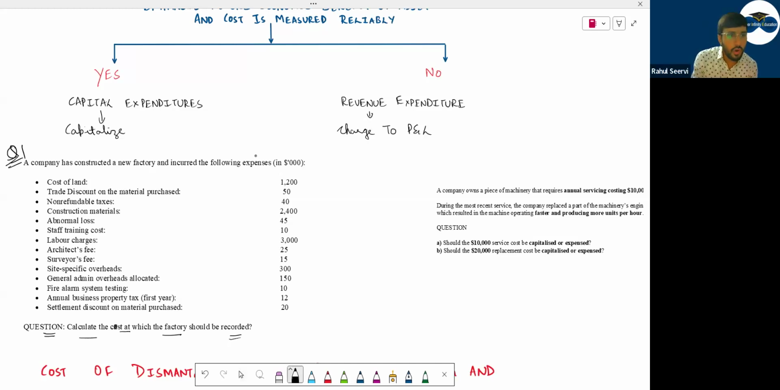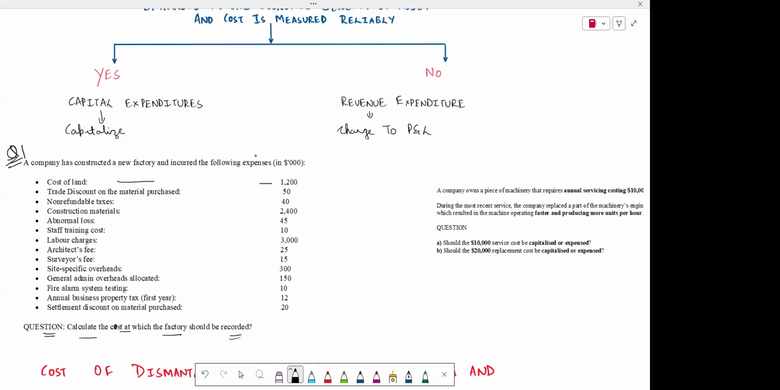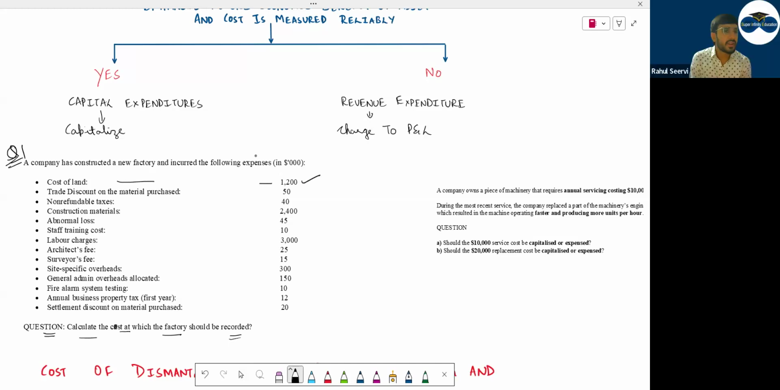Now, cost of land, will you include this, Manan? Yes, everyone, you will include this. Then trade discount, Shreya, will you consider this? We will subtract the trade discount. Yes, you will subtract. That means you will include it. So 1200 minus 50.